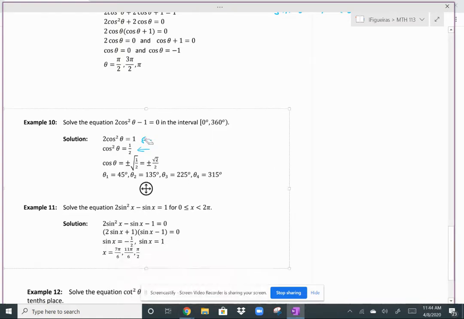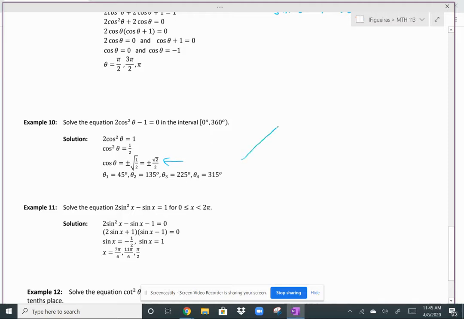So now I'm ready to take the square root of both sides. When you take the square root, don't forget to put the plus or minus in front of the answer. So cosine of theta is equal to plus or minus the square root of 1 over 2. And if you were to rationalize that, you get this answer here. Cosine of theta is plus or minus root 2 over 2.